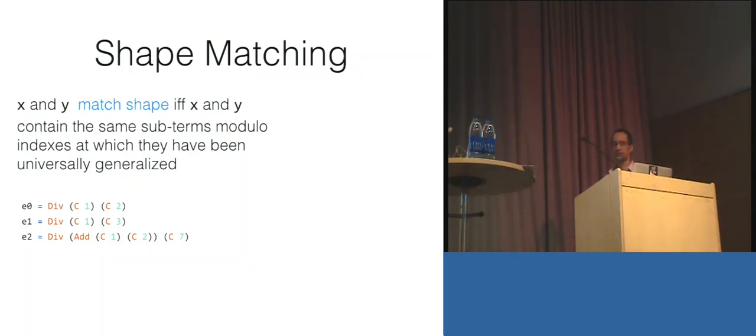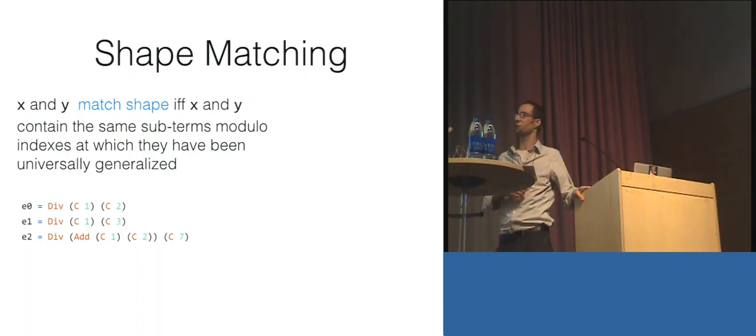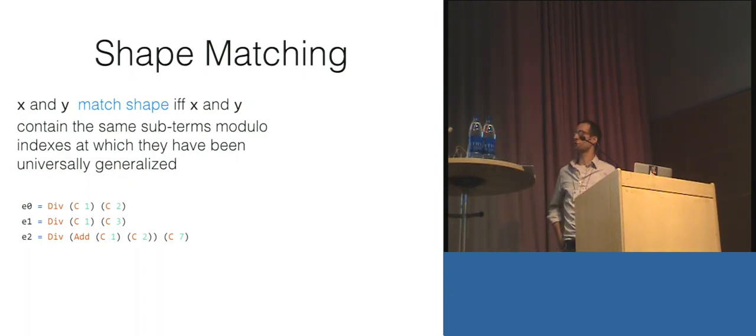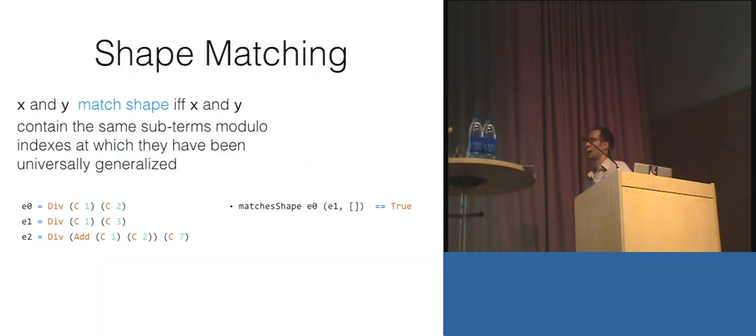So we'll implement this matches shape function. And let me explain this with a couple of examples. So the idea here is that if all the constructors match, and we'll not look at base types like the integers here, if all the constructors match, the two expressions match. However, if I generalize a subterm, then it matches anything. So it'll take an expression and then a pair where I've got another expression and a list of indexes, say in breadth first traversal of subterms that I've generalized.